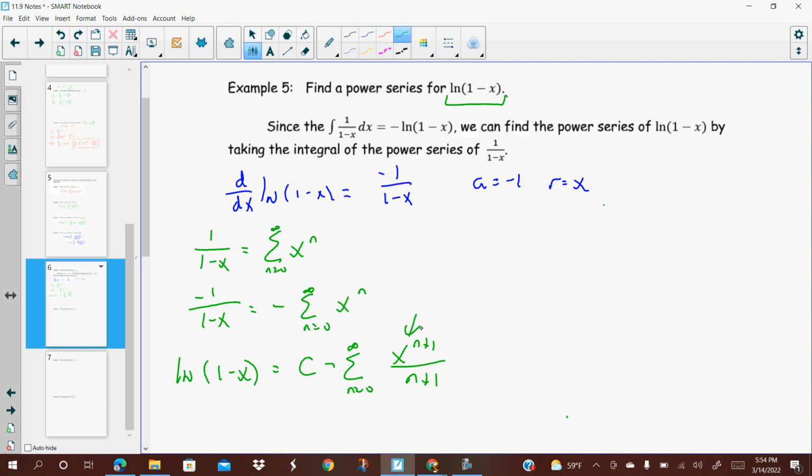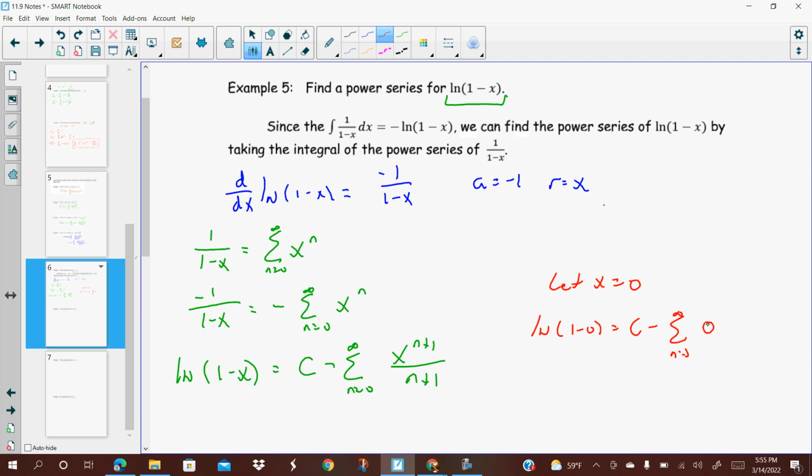But if I let x equal 0, now I've got 0 over n plus 1, which is 0. The sum of 0 is just 0. So basically it's going to go away. So the reason that we're going to pick that is for that specific reason. We are going to pick, let x equal 0. And if that's the case, now what you get is the natural log of 1 minus 0 equals c minus the sum of 0.